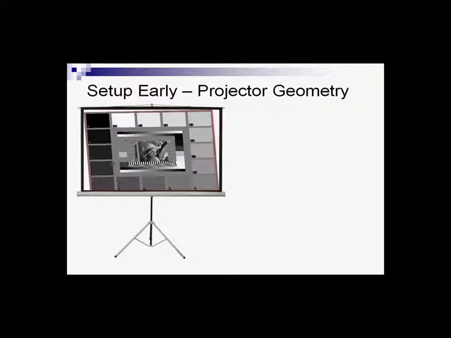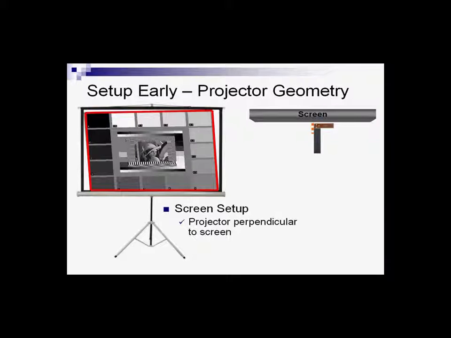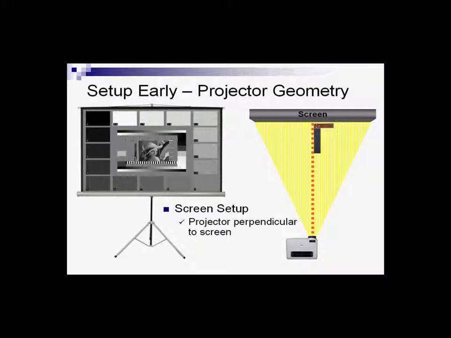Projector and screen geometry is critical. The symptom of improper geometry is a very unusually shaped image. In order to correct this, you simply move the projector perpendicular to the screen. Make sure that you adjust projector geometry first, otherwise all of your other adjustments may be in vain.